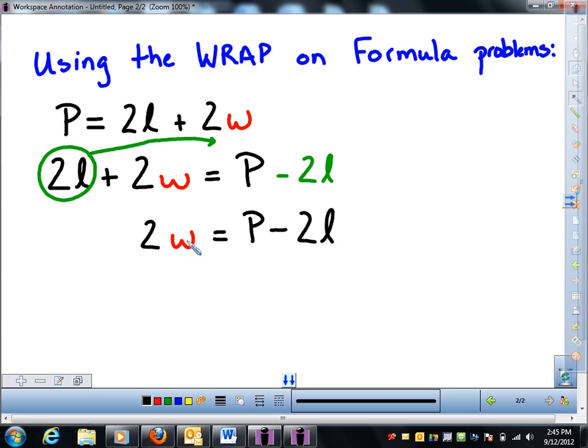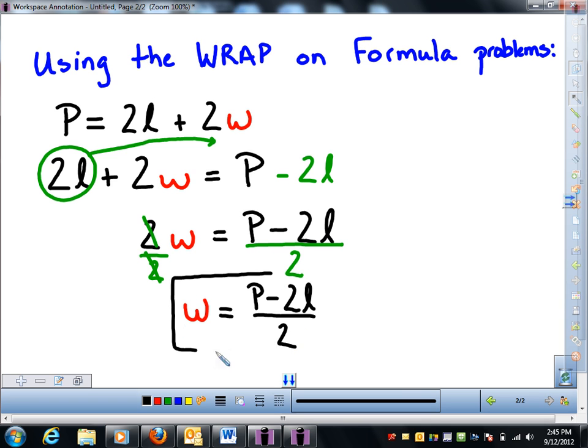Well, how am I going to solve for W? By simply dividing both sides by 2. Now notice on the right-hand side, I divide that entire amount by 2. My 2's on this side will cancel, and my RAF has taken me right to my answer of W equals P minus 2L, all divided by 2, and that is how we use the RAF when dealing with formulas.